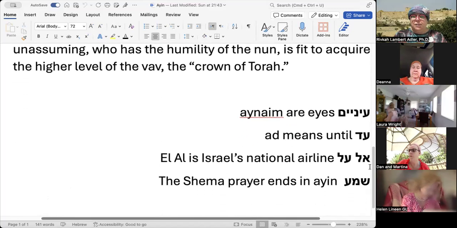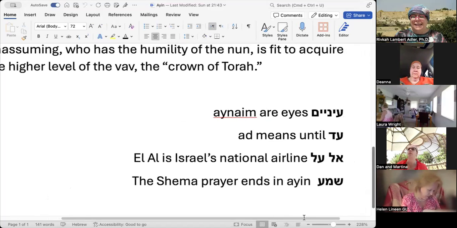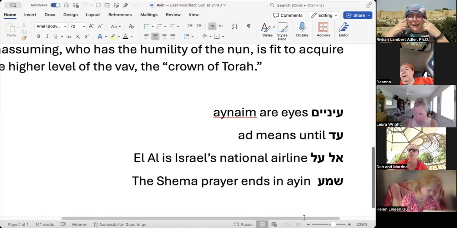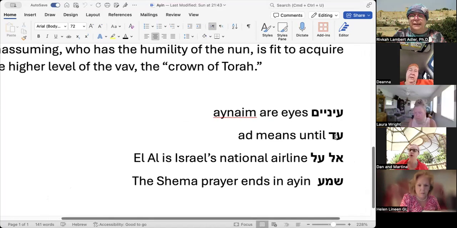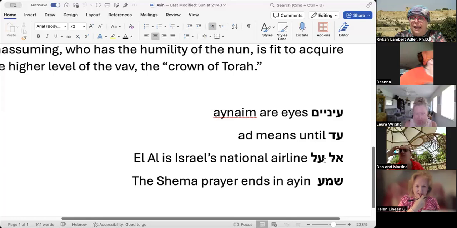Okay. Here are a couple of words that have ayin in them. Ayin, I told you, means eye. So the plural of that, because most of us, if we're blessed, have two eyes, is how it's spelled in Hebrew, einayim. The word ad, a very common word in spoken Hebrew and also in Tanakh, Ayin Dalet, means until. And Israel's national airline, El Al, is written Aleph Lamed, Ayin Lamed.